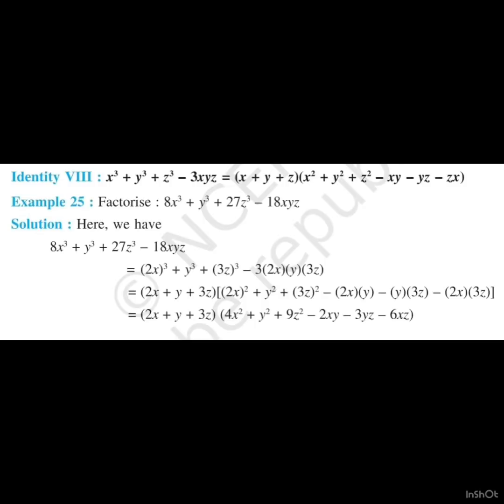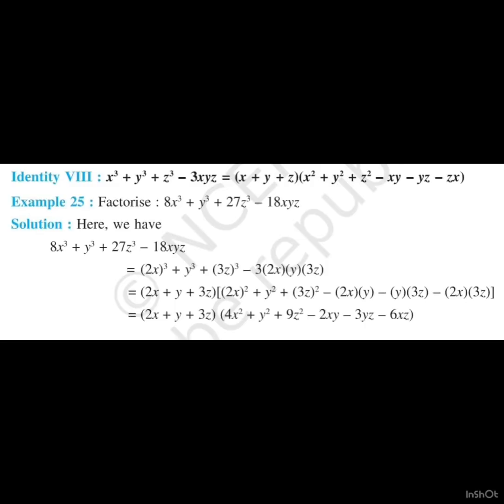Now example number 25 is factorize 8x cube plus y cube plus 27z cube minus 18xyz. If we compare this with the given identity, the first term is 2x, the second term is y and the third term is 3z. So let us replace the first term by 2x in the identity, the second term by y and the third term by 3z. So this expression is equal to 2x plus y plus 3z multiplied by 2x square plus y square plus 3z square minus 2x into y minus y into 3z minus 2x into 3z.